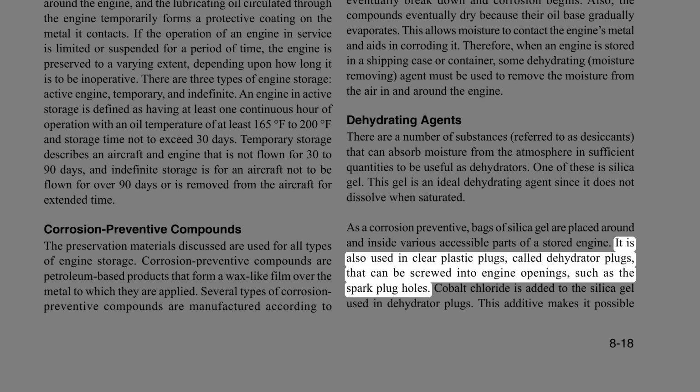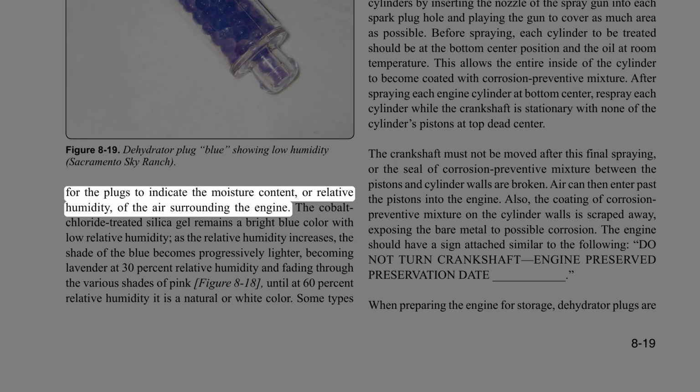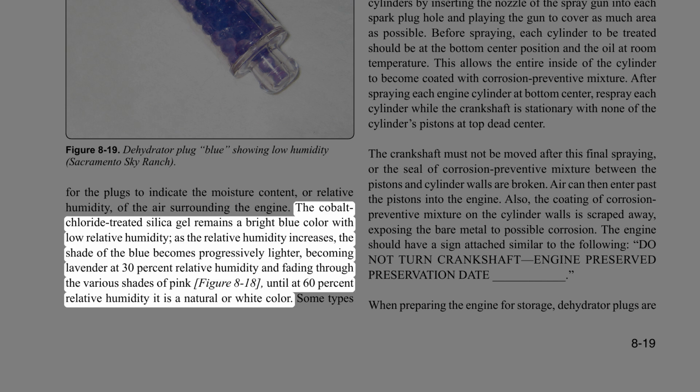It is also used in clear plastic plugs, called dehydrator plugs, that can be screwed into engine openings, such as the spark plug holes. Cobalt chloride is added to the silica gel used in dehydrator plugs. This additive makes it possible for the plugs to indicate the moisture content, or relative humidity, of the air surrounding the engine. The cobalt chloride treated silica gel remains a bright blue color with low relative humidity.